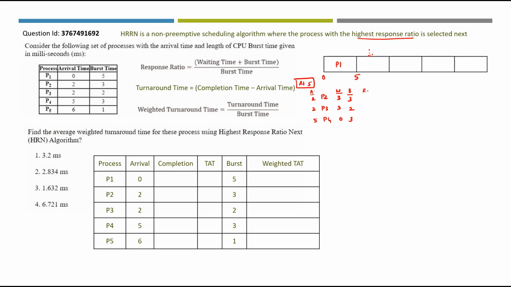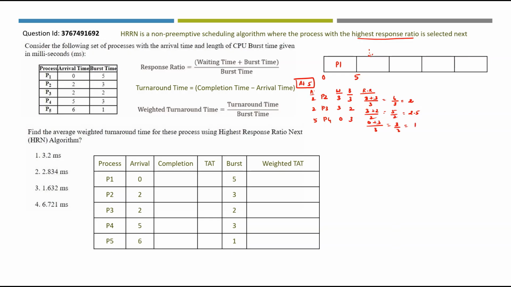Now we have to find the response ratio. Waiting time plus burst time divided by burst time. 3 plus 3 divided by 3. It is 6 by 3, which is equal to 2. Then we have 3 plus 2 divided by 2. It is 5 divided by 2, which is equal to 2.5. What about P4? 0 plus 3 divided by 3. 3 divided by 3 will give you 1.